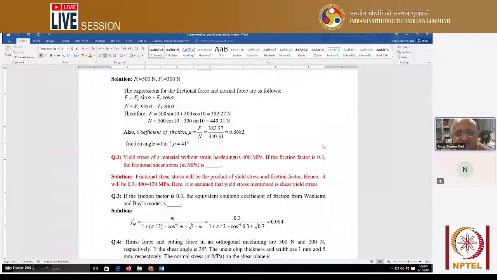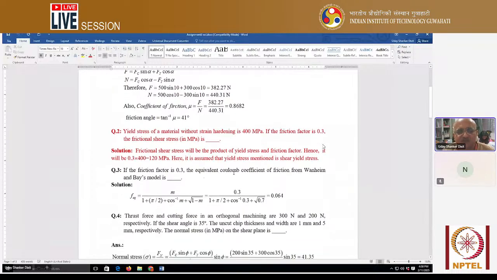But generally it is defined as M times K. Friction force is M times K, where M is the friction factor and K is the shear yield stress. Now, what will be the shear yield stress? If you consider von Mises criteria, then shear yield stress will be 400 divided by root 3. Or otherwise, by Tresca criteria, you can also say 400 by 2, that means 200 megapascal.